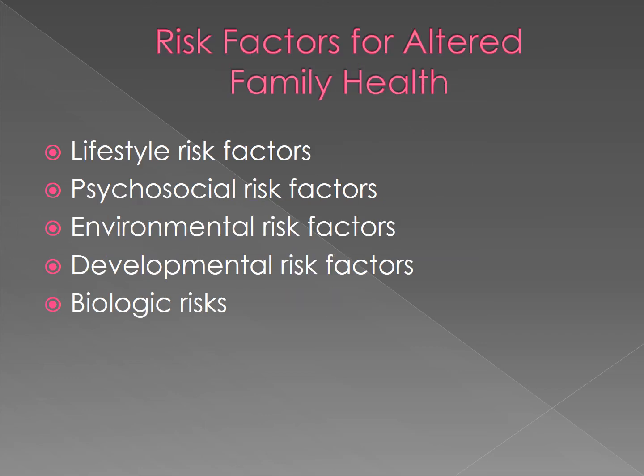There can be a variety of risk factors for altered family health. For example, lifestyle risk factors. Some members of the family may be making certain life choices that would be putting the entire family at risk. Psychosocial risk factors. Maybe there's a member of the family who has anger control issues, and they are putting the family at risk. Environmental risk factors. Maybe the environment in which the family lives is putting the family at risk.